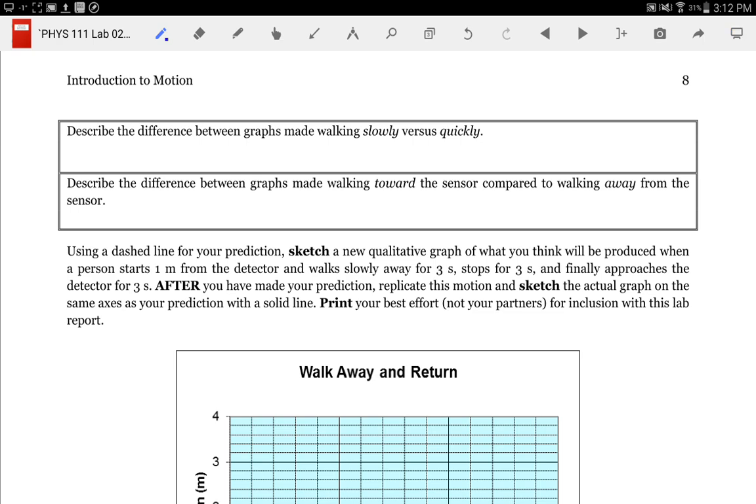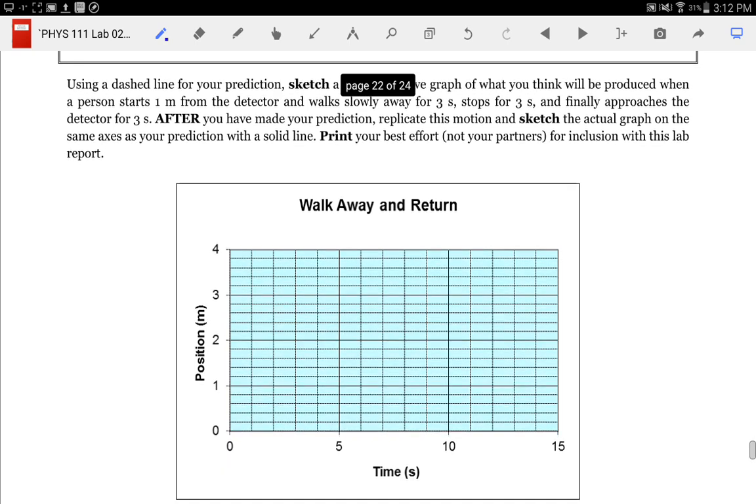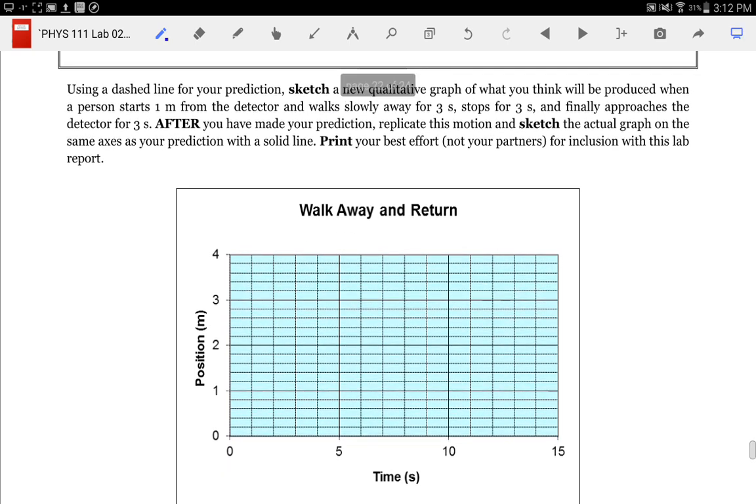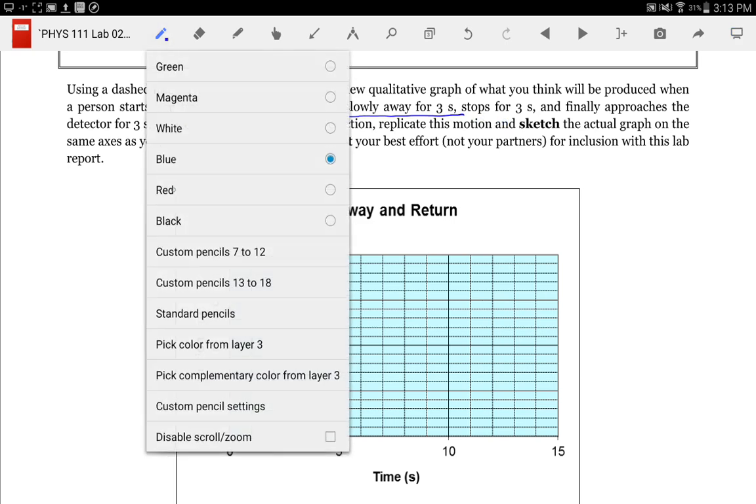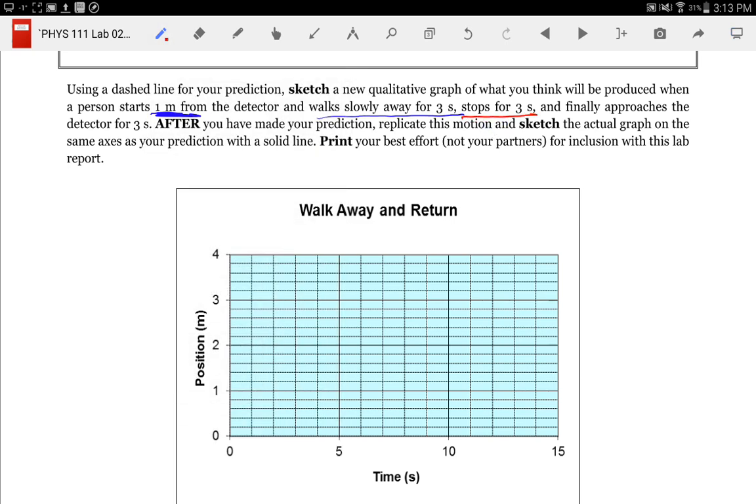Now that you've had some experience, we're going to come and, using a dash line, sketch what I think will happen if a person starts 1 meter away from the detector, walks slowly away for 3 seconds, then stops for 3 seconds, red for stop, and then finally approaches the detector, green for go, for 3 seconds. Now I'm going to do that. I'm going to do something that's clearly wrong, okay? Just because I don't want people copying me.